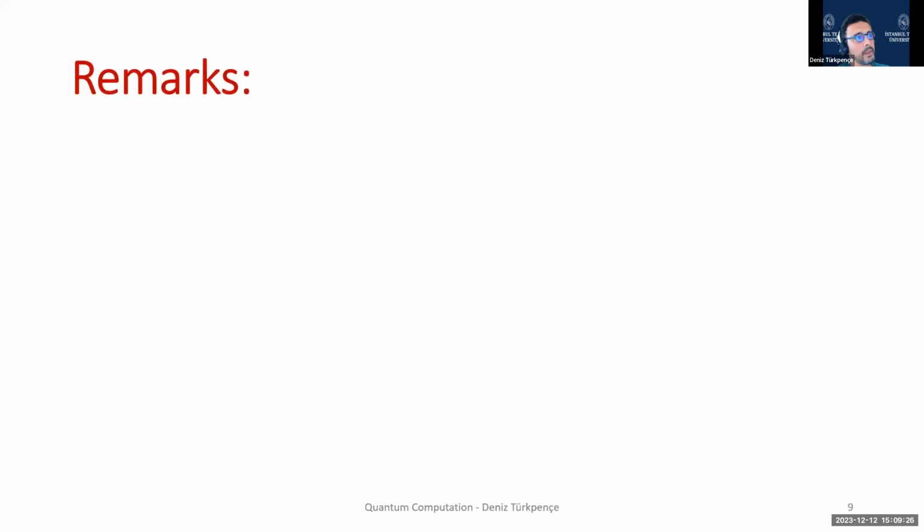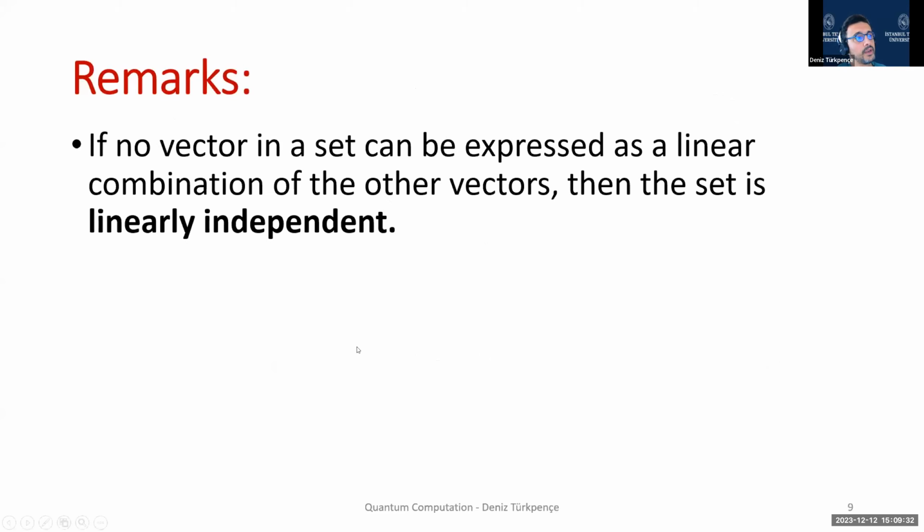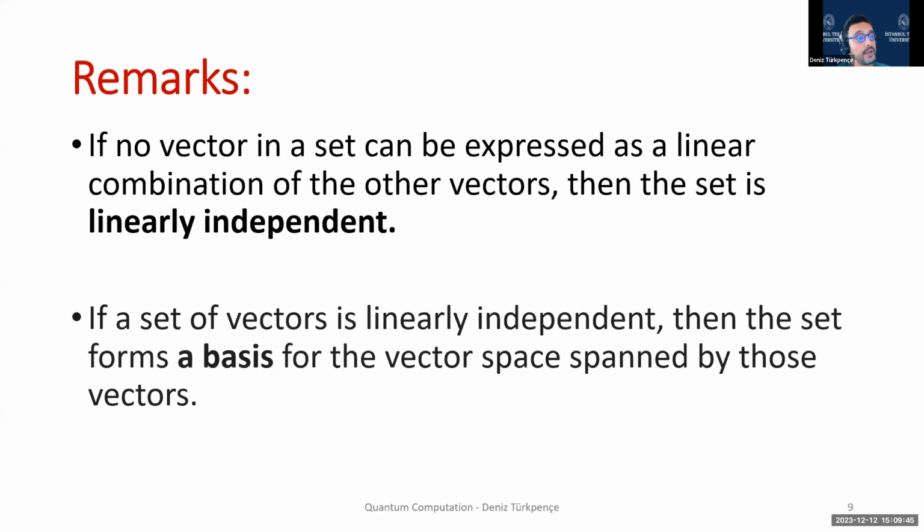Okay, we have some remarks to remember about linear algebra. First, if no vector in a set can be expressed as a linear combination of the other vectors, then the set is linearly independent. And if a set of vectors is linearly independent, then the set forms a basis for the vector space spanned by those vectors. So we have two important new remarks. One of them is linear independence and the other is basis. So these bases are going to be very important for our quantum computation fundamentals.